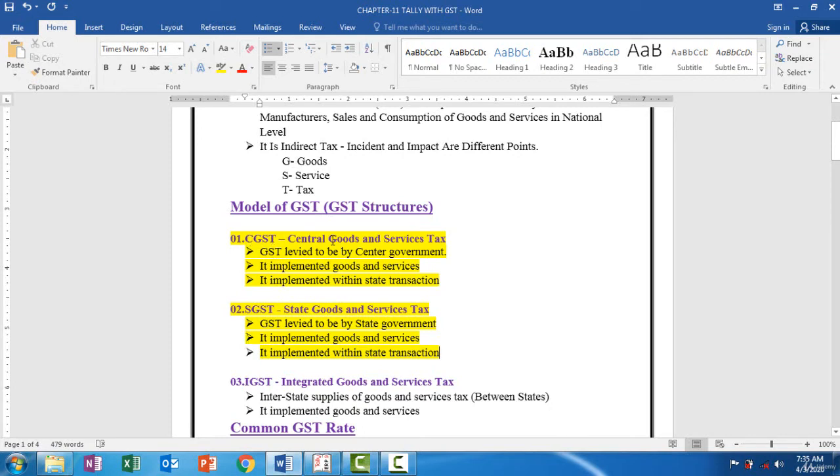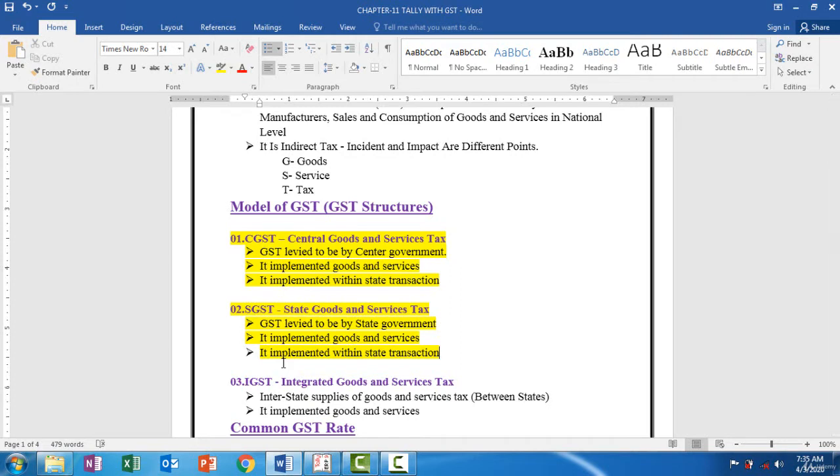CGST means Central Goods and Service Tax. It means GST levied by the central government on goods and services, and it's implemented within state transactions. SGST means State Goods and Service Tax. It's levied by the state government, right? It means the Kerala government. It's implemented on goods and services within state transactions.